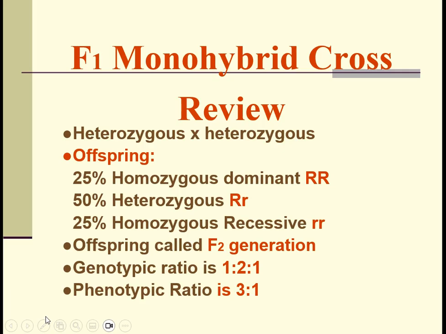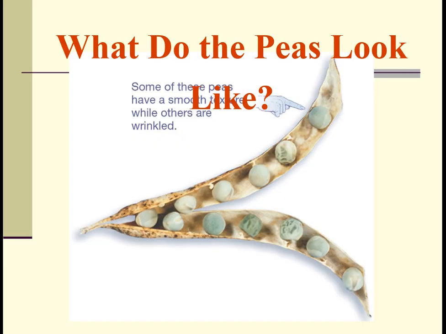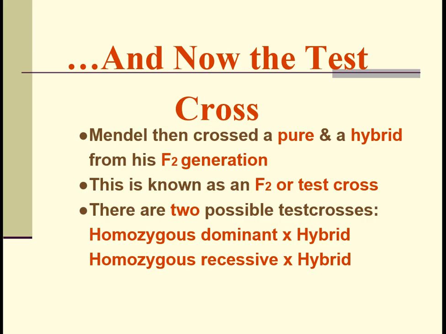F1 monohybrid cross, let's review it. Heterozygous into heterozygous, we will get 25% homozygous dominant, 50% heterozygous, which is also dominant, and 25% homozygous recessive. Offspring called the F2 generation. Genotypic ratio is 1 is to 2 is to 1. Phenotypic ratio is 3 is to 1. What do the peas look like? Some of these peas may have a smooth texture while others are wrinkled.